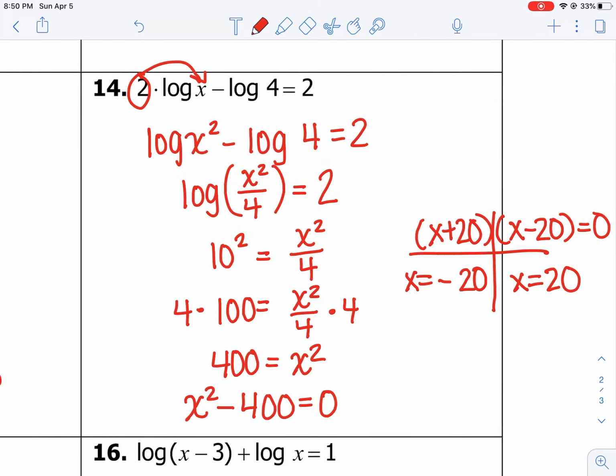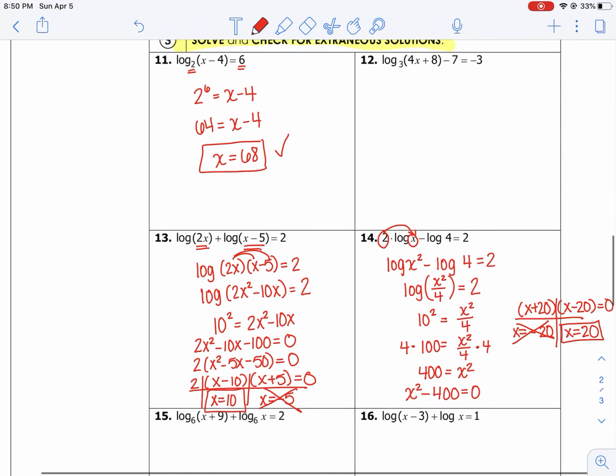You want to check both of those. If I substitute negative 20 in, this is just an x right here. So that right away is going to give me a negative log. So negative 20 doesn't work, but positive 20 does work. So I have one solution, and it is just x equals 20.